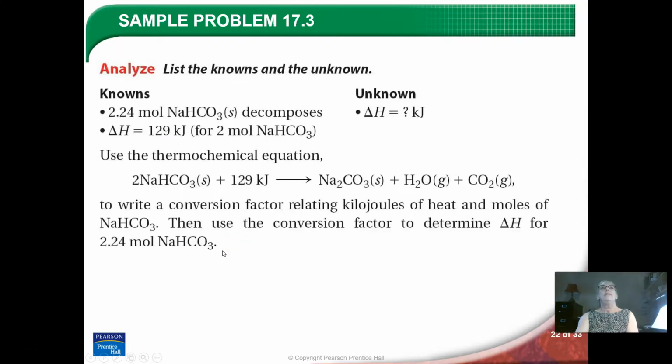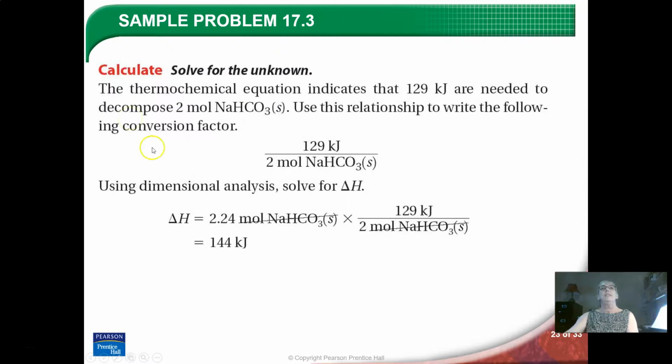So let's see about sig figs here. We had 3 sig figs given. This is a constant, so we don't use that for sig figs. We only get what we were given in the original problem. So we're going to have 3 sig figs in our answer.